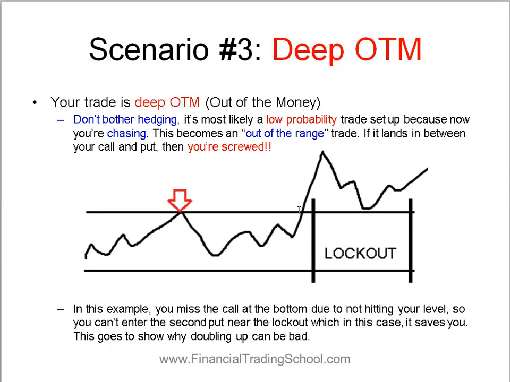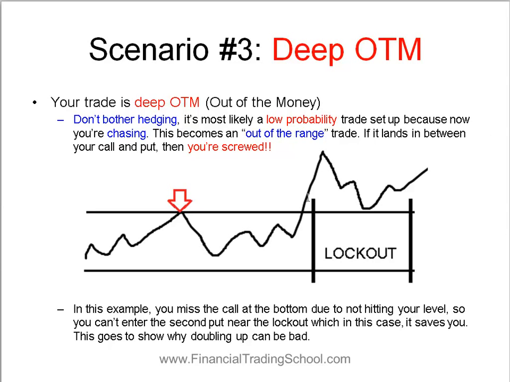It goes back up slowly, and then in the last couple minutes, it spikes up. In this case, you could potentially place a second put here, but that's doubling up like I mentioned before. You're not allowed to do that unless you have a call down here, such that it's put, call, put. But in this case, we have nothing down there.